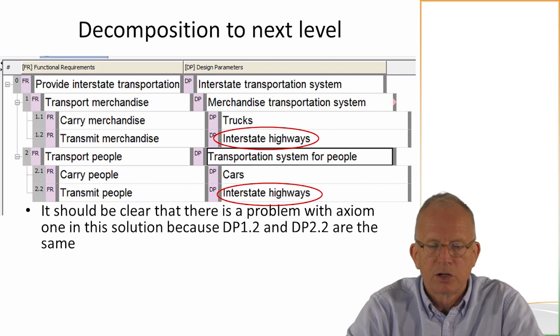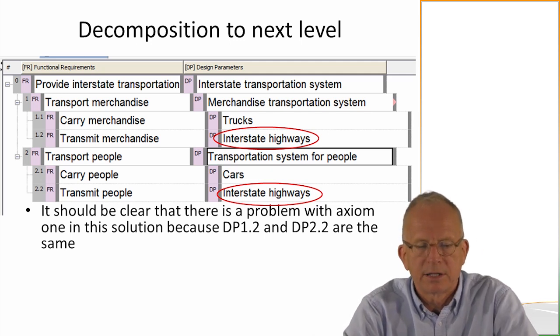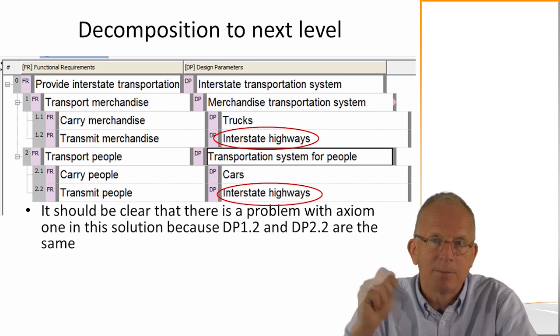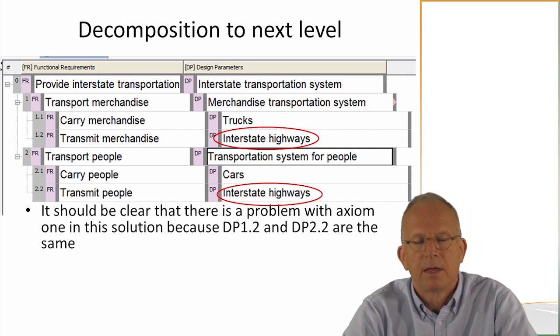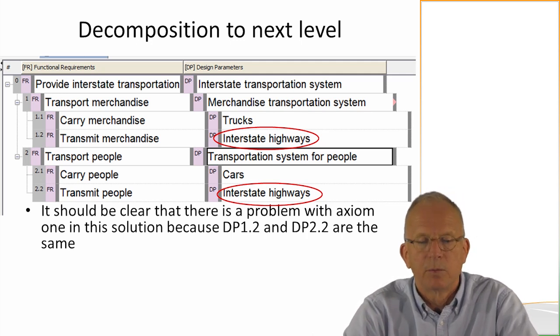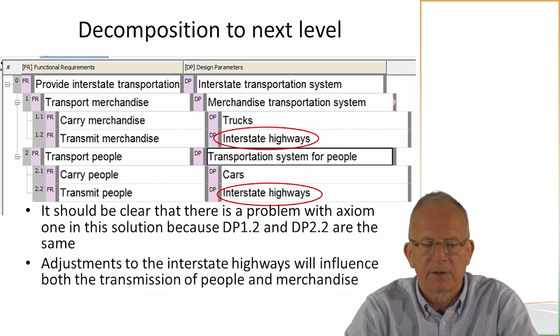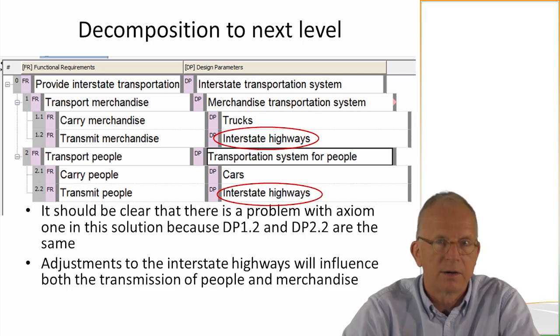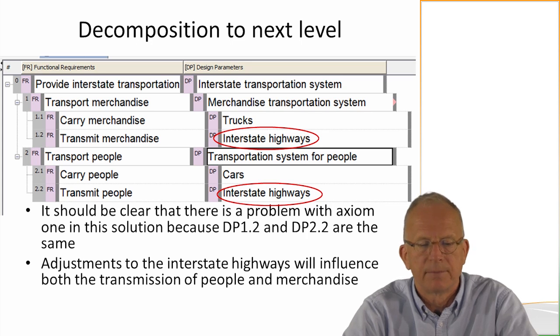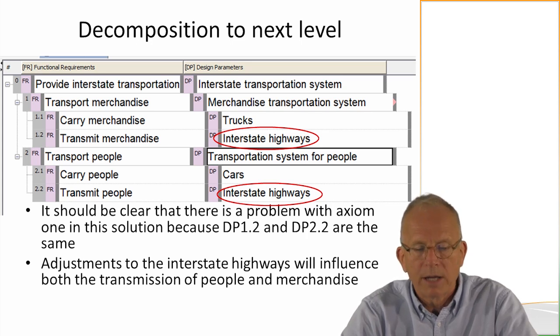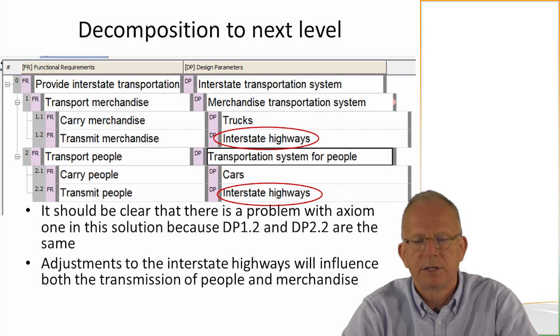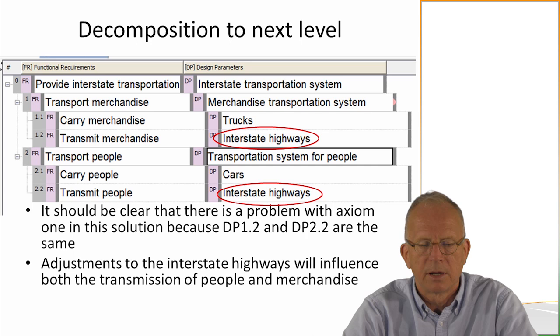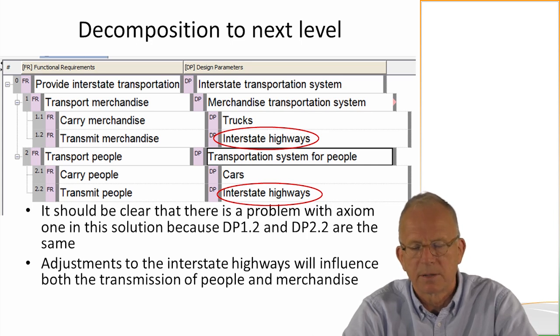This should right away let us know there's a problem because we've used the same DP for two FRs. But let's see how this plays out. Now, we could take something less obvious where there's a less obvious conflict, but I think what we're trying to look at here is the inheritance question. The point is that if we do anything to the interstate highway system, it will influence the transmission of both people and merchandise.